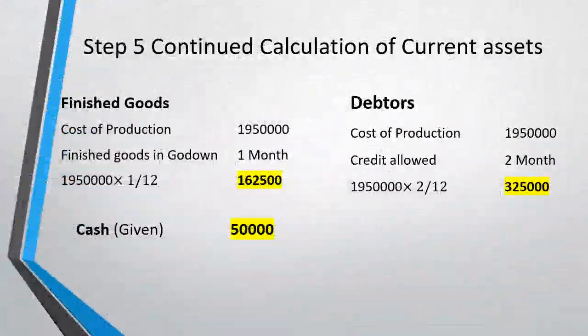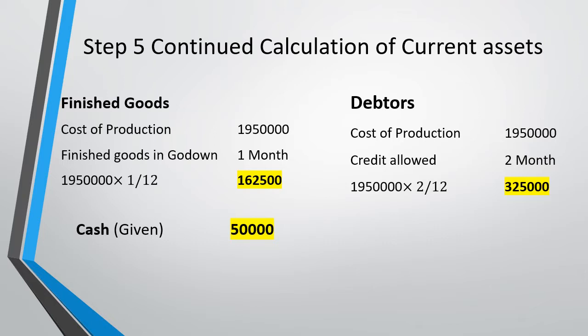We will continue with the calculation of current assets. So we are done with raw materials and work in progress. And next we'll move on to finished goods. So for finished goods, what you need is cost of production. After calculating EBIT, you have calculated cost of production. That information will be used to calculate the value of current assets for finished goods. Your cost of production, you have calculated it as 19,50,000.